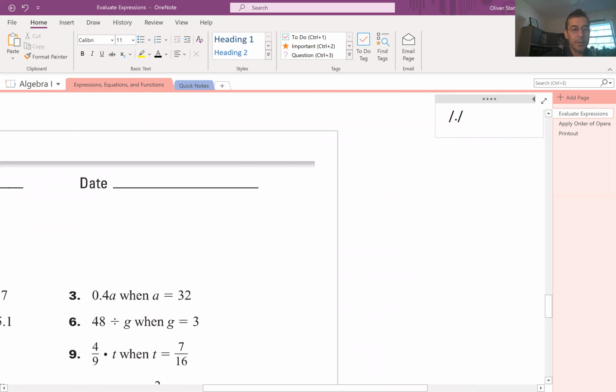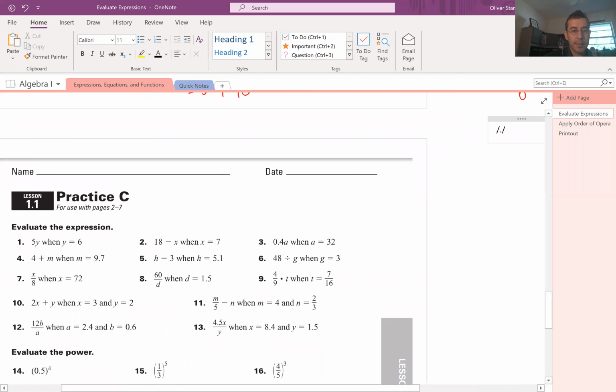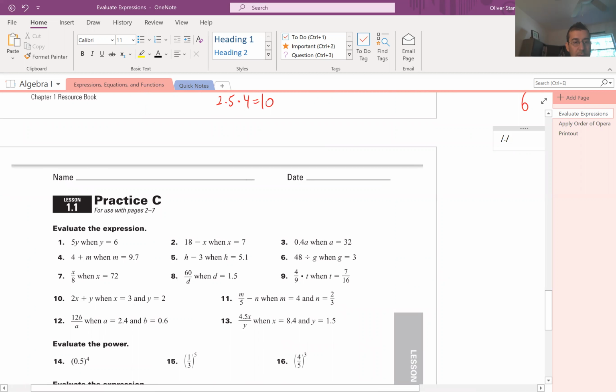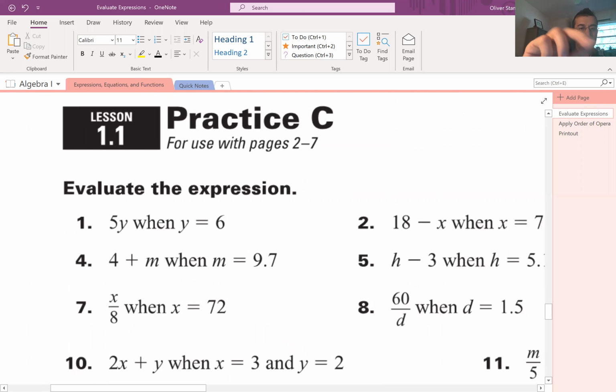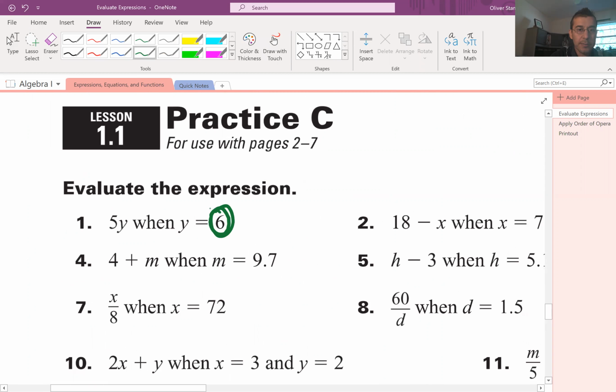All right, so 1 through 13 is evaluate the expressions. So the first problem is 5y when y equals 6. Let me zoom in. We have to substitute 6 for y. So this is going to be 5 times 6, which is 30. All right, so that's the solution for number 1.